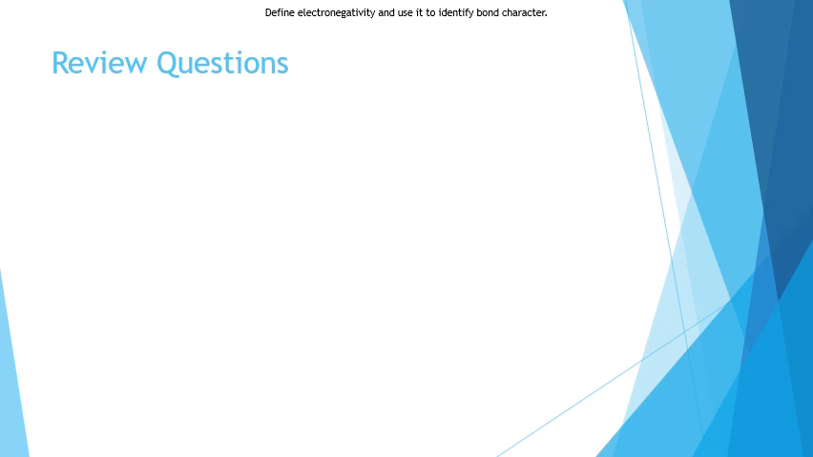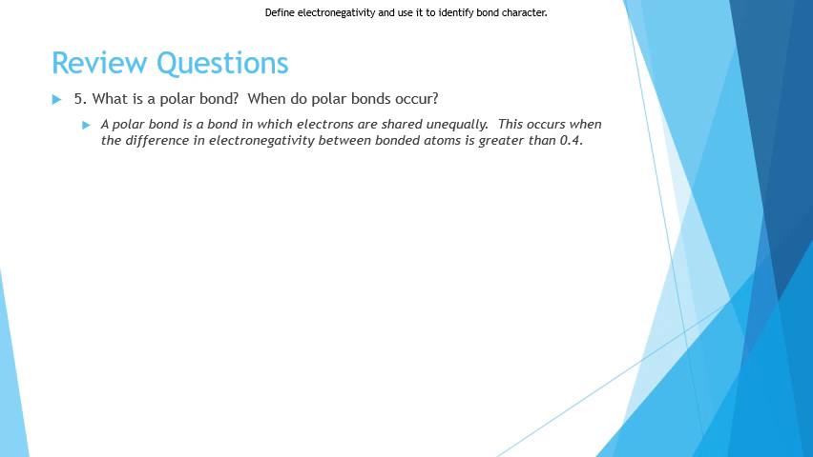All right, last few review questions here. Question 5. What is a polar bond and when do polar bonds occur? So recall a polar bond is a bond in which electrons are shared unequally. This occurs when the difference in the electronegativity between the bonded atoms is greater than 0.4.